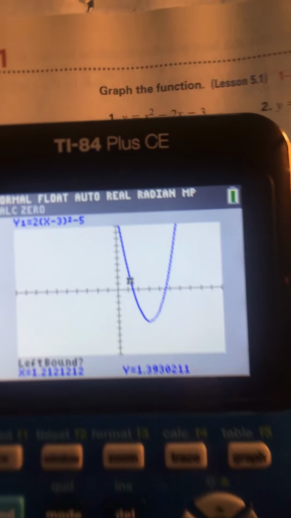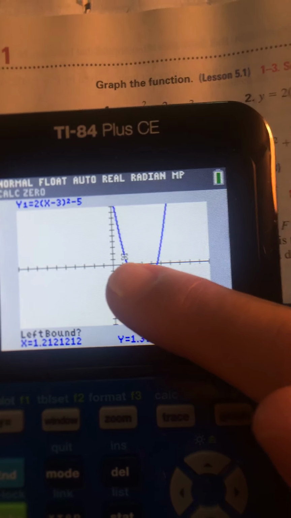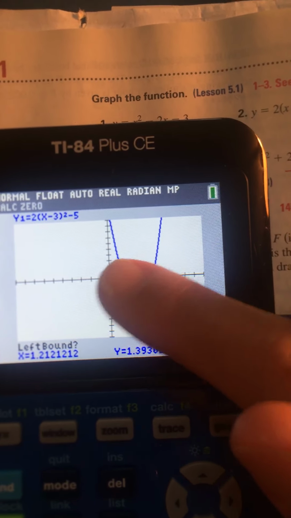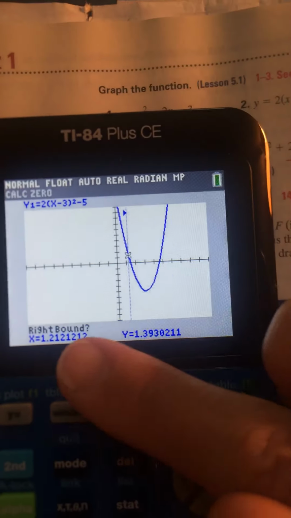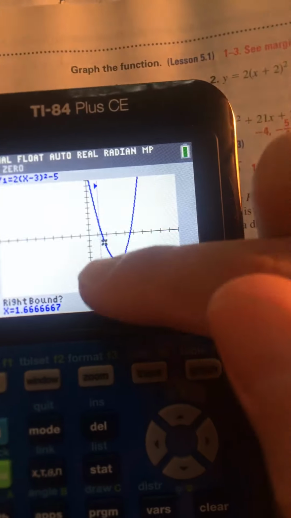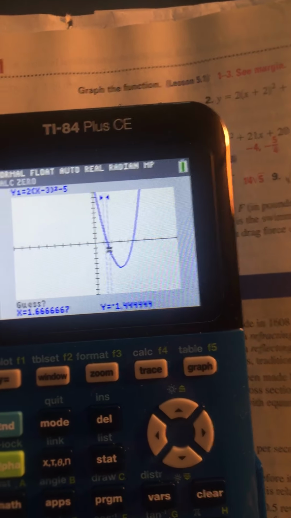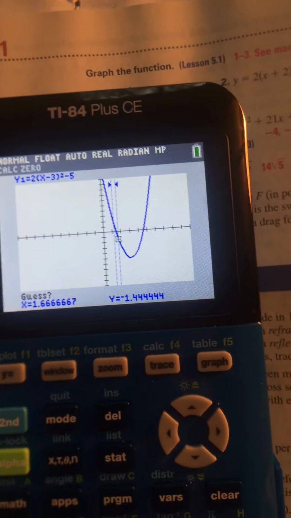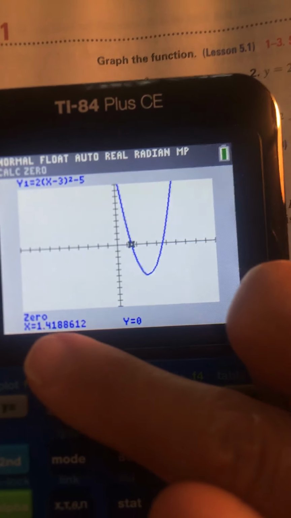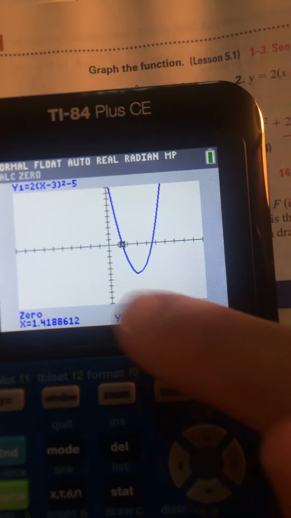Now I should have my little cursor. So I used my arrows till I found it. I put it on the left side of the parabola, and I hit enter. Now it says right bound. I arrow over until I'm on the other side of the x-axis, and I hit enter. And now it says guess, and I say sure. And it tells me that the first answer is 1.41. So that was our first answer. They rounded it to 1.42, so we got it right.